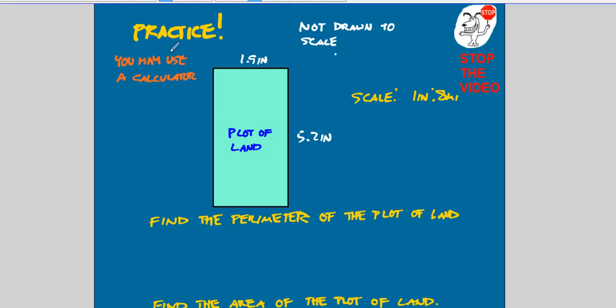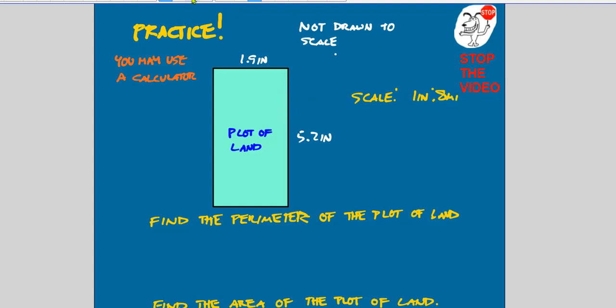Okay, let's do a practice problem. You may use a calculator on this. I've got a scale drawing of a plot of land. I'm showing 1.5 inches by 5.2 inches, not drawn to scale again. Scale is for the scale drawing 1 inch to 8 miles for the actual plot of land. So we'll start with find the perimeter of the plot of land. So stop the video, do the calculation, and see if you agree with what I got.